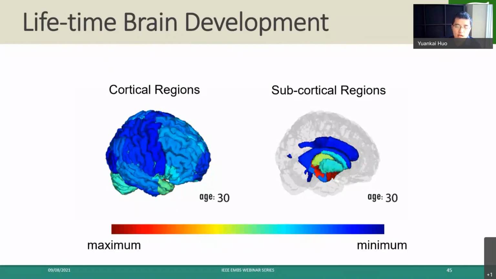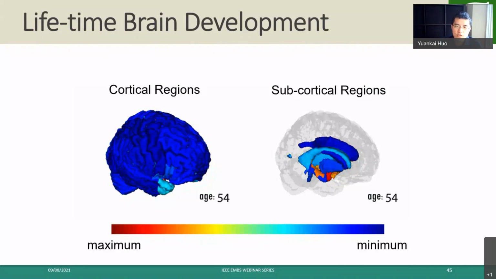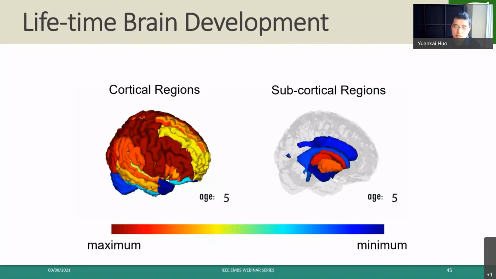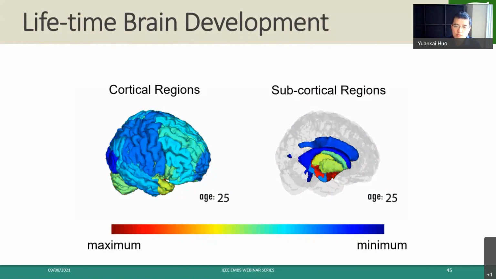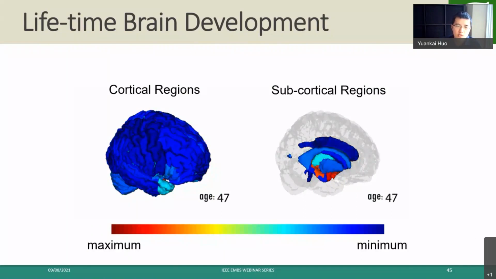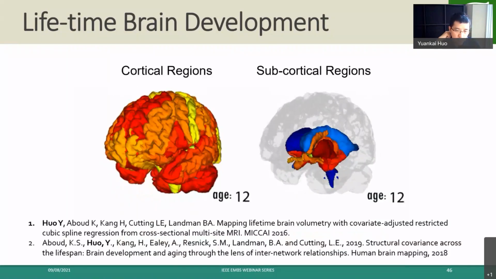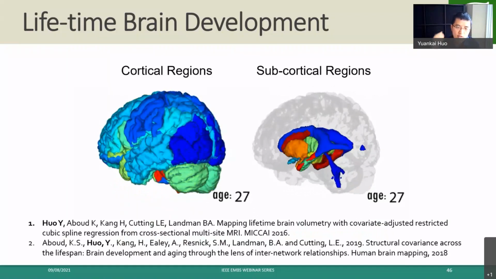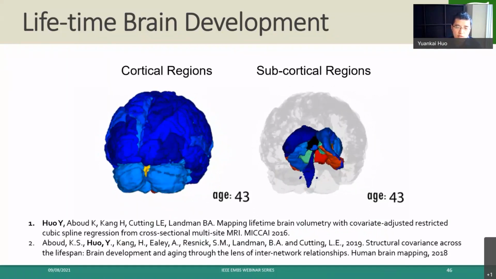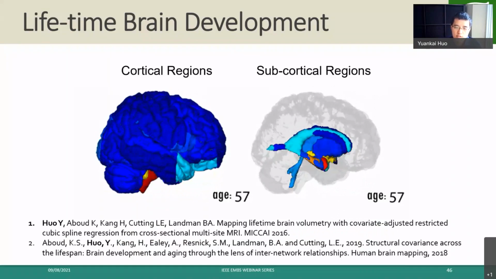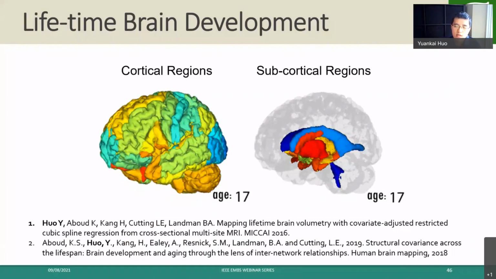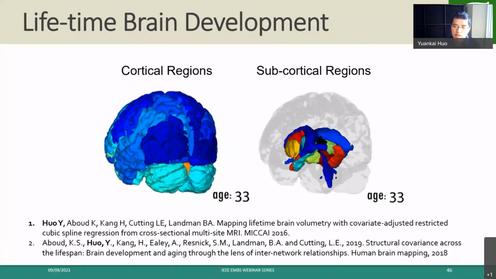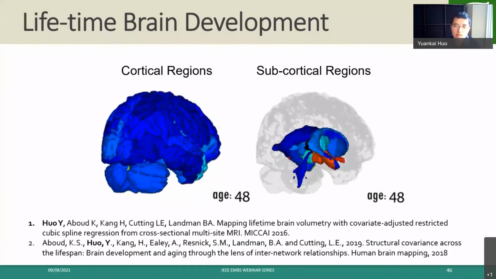And here are some videos to show how each brain region changes across the lifespan. The red means it reached the maximum volume. Blue means it becomes smaller and smaller. We can see how our brain volume changed. And this has been published in Human Brain Mapping, to understand brain development and aging through the lens of inter-network relationships, and to associate them with maybe the socioeconomic status of different subjects, etc.